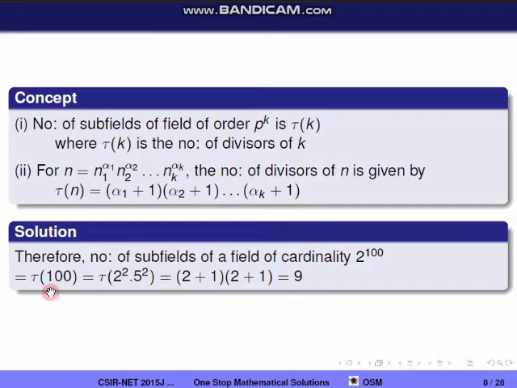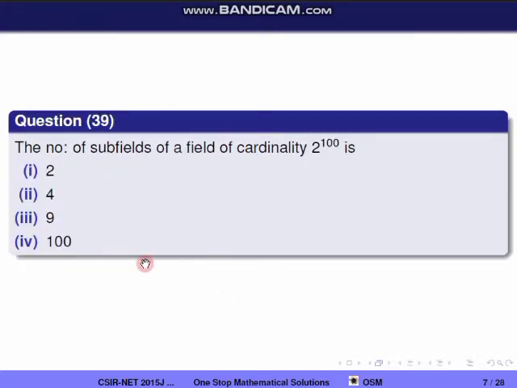First of all, prime factorize 100. So that is equal to 2 square into 5 square. So tau of 100 is equal to tau of 2 square into 5 square. Using concept 2, this is equal to (2 plus 1) into (2 plus 1), that is equal to 3 square, that is equal to 9. So we'll check the correct option. So the correct option is the third one.